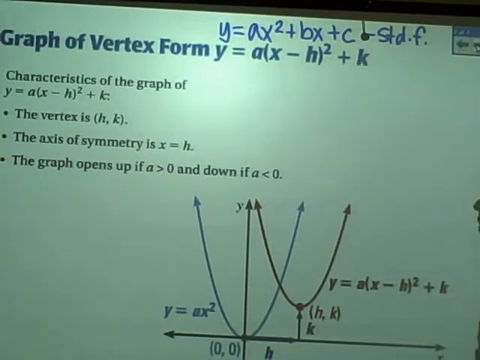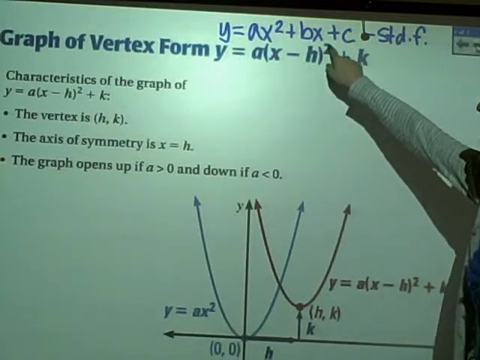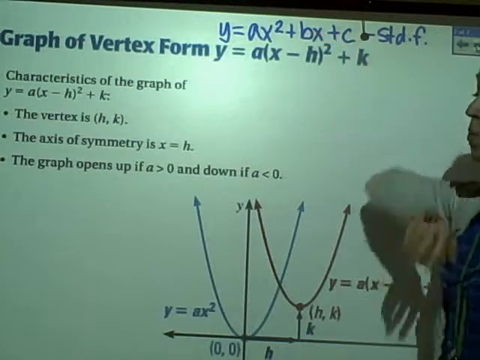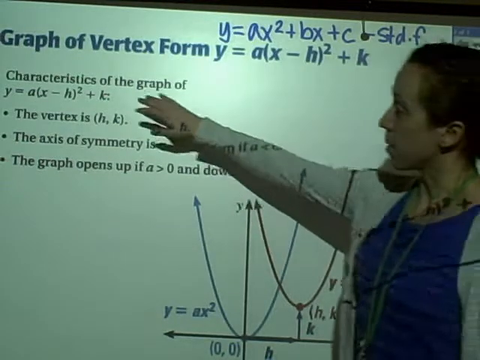This is vertex form. y equals a times (x minus h) squared plus k. Last section we dealt with standard form, which is above here. y equals ax squared plus bx plus c. Vertex form is nice because it lets you pull off the vertex without having to monkey around with negative b over 2a. Here is the form.